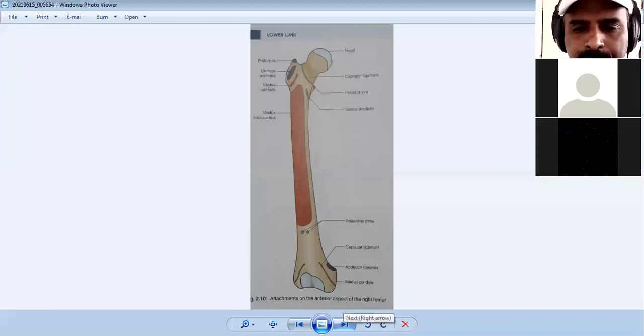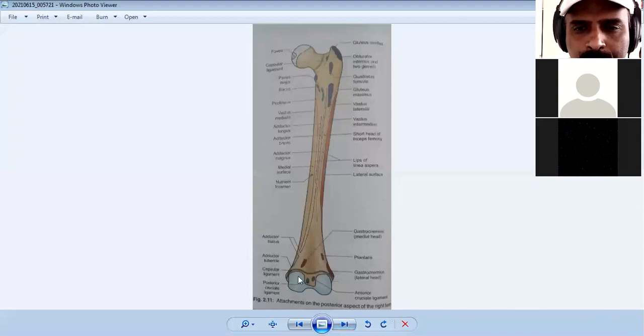Now the lower one third of the shaft of the femur also has four borders and four surfaces. As you have to remember, the borders are the medial border, lateral border, medial supracondylar line, and lateral supracondylar line.